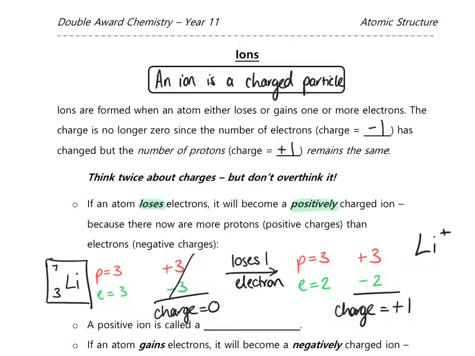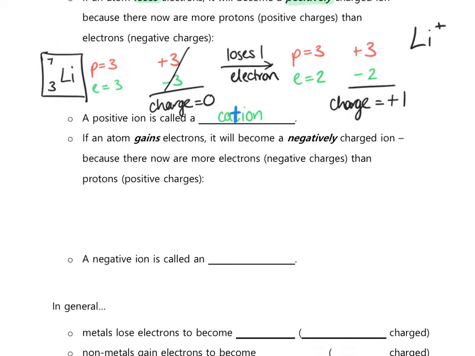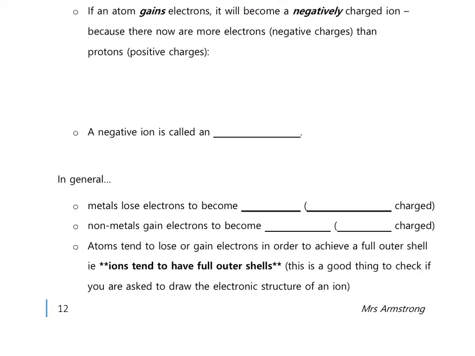The last thing then to note about positive ions is that you need to learn the general name for a positive ion, and it's called a cation. It's called a cation. Sometimes I think of that T in cation being like a plus sign. Okay, so positive ion is called a cation. Let's now move on to what happens when atoms gain electrons.